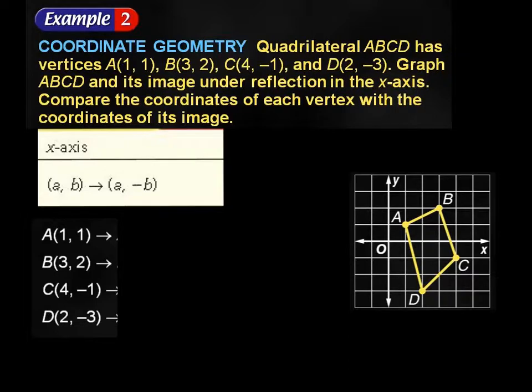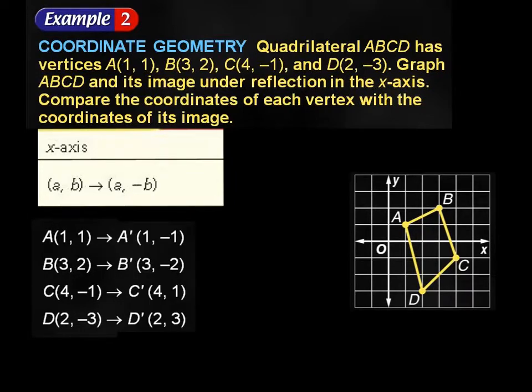Graph ABCD and its image under reflection in the x-axis. Compare the coordinates of each vertex with the coordinates of its image. So I put in here our rule for reflecting over the x-axis, which is to do the opposite of the y-coordinate. So (1, 1) becomes (1, -1).